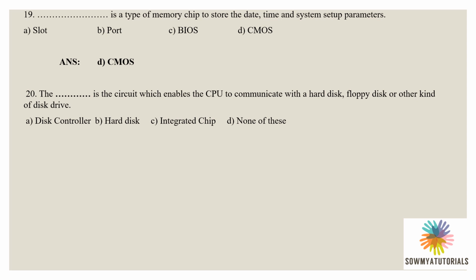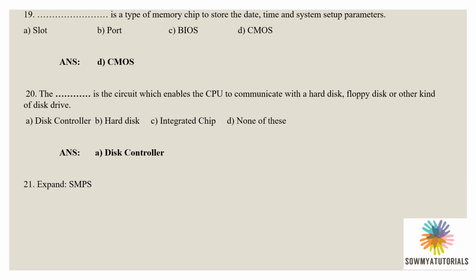Option B is the hard disk. It is also called the hard drive. It is the magnetic storage medium for a computer, an example of secondary storage devices. Option C is an IC chip. An IC chip is an electronic component in which hundreds of millions of transistors, resistors, and capacitors are interconnected. The last option is none of these. The correct option is A, disk controller. It is a circuit which enables the CPU to communicate with hard disk, floppy disk, and other kinds of disk drives.